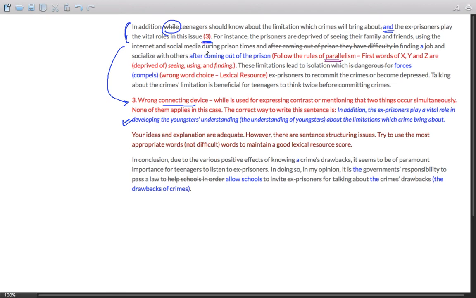discussed earlier as well. So the first word of X, Y, and Z. So the first word of X is, for instance, the prisoners are deprived of seeing. They're deprived of 3 things. Number 1 is seeing. Number 2 is using. And number 3 is finding. Okay, they're deprived of 3 things. Structurally, it has to be this way, the 3 verbs. Other than that, there's a lexical resource issue, and I think it's very clear.